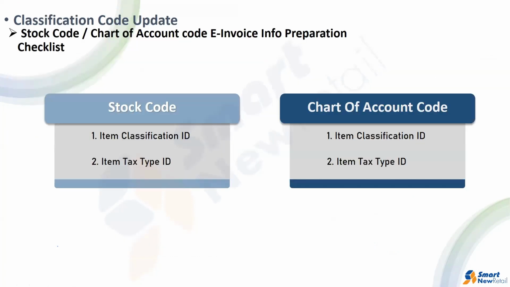Okay. So now we have classification code update. For classification code update, we have two places that need to be done. One is in your stock code. Another one is in your child account if you're using account code to create your invoice. Okay.